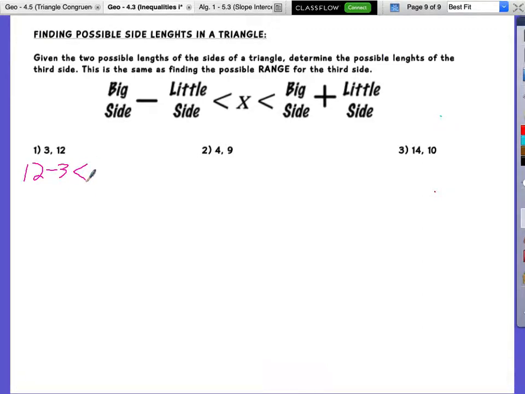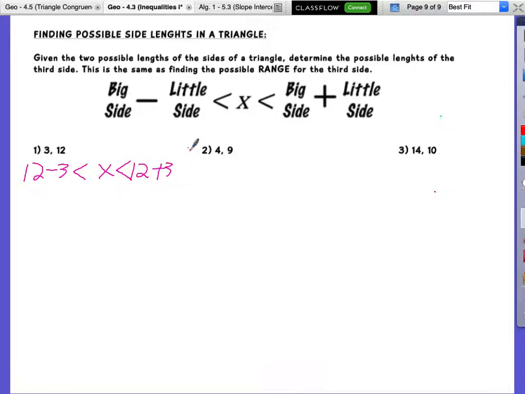We'll say that's going to be less than x. Well, what's x going to represent? X represents the third side length. We're saying that third side length is going to be between this number and this other number we'll form. What's the big side again? And what's the small side? 3.